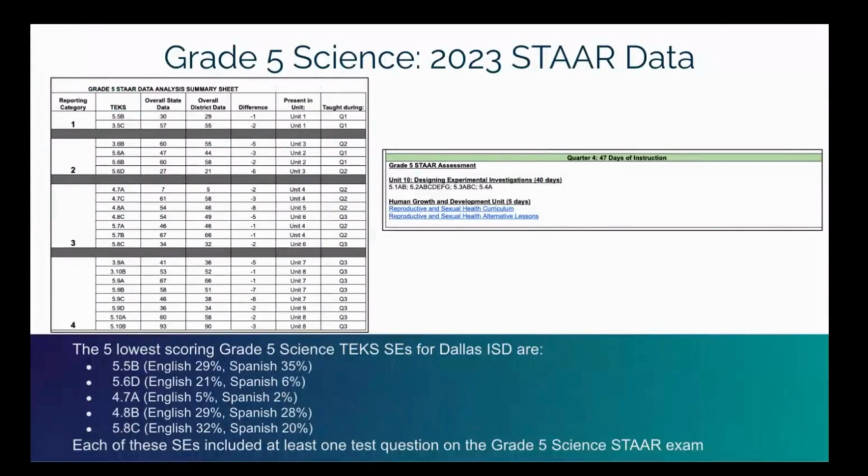We have also included a deep dive into a data analysis that does the same comparison between the state data and the district data. It provides you with information on when and how the questions have been taught throughout the units throughout the school year. And also it provides you with our 5 lowest SEs for the district, which are listed also on your screen, both in English and in Spanish. These SEs were included in at least one test question in the Grade 5 Science STAR exam for 2023.